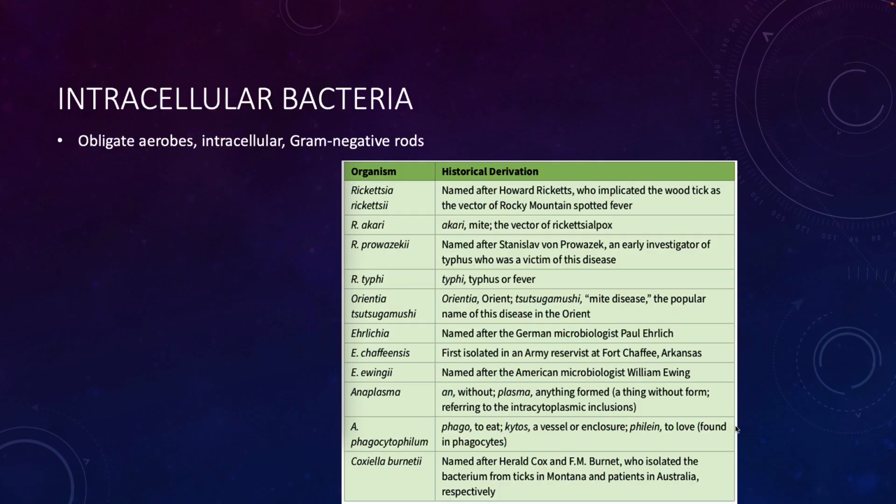There are a number of bacterial genera that are very, very small, obligate intracellular parasites. They're generally obligate aerobes. They're most often gram-negative rods. Some of the genera are listed here. They include Rickettsia, Rickettsia, Anaplasma, Coxiella.